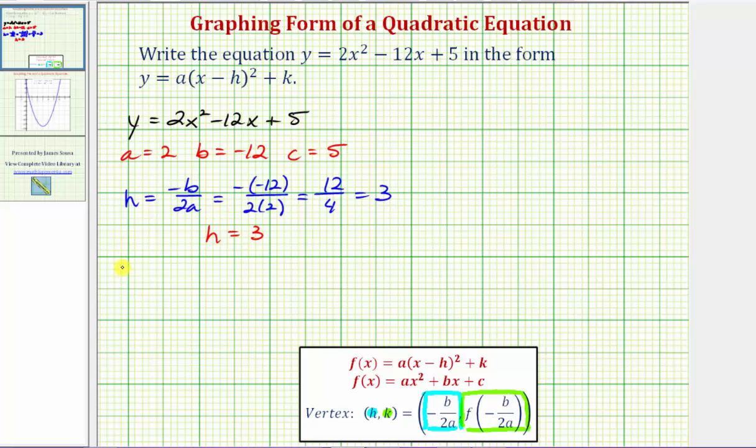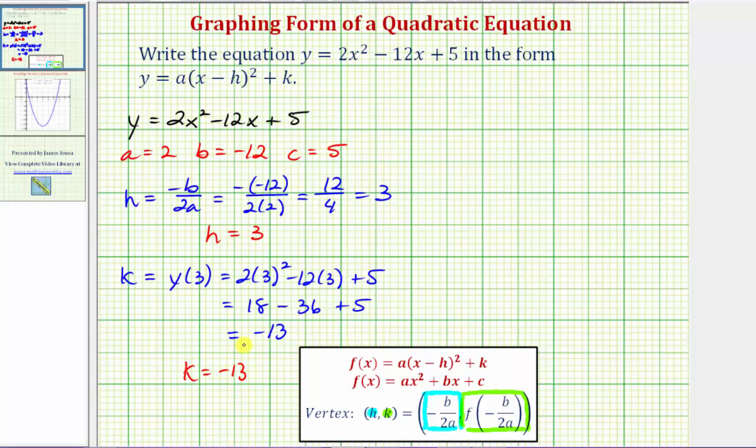And now let's find k. To find k, which is the y-coordinate of the vertex, we'll evaluate the function at x equals 3. So we're going to determine y of 3, which would be 2 times 3 squared minus 12 times 3 plus 5. So simplifying, 3 squared is equal to 9, 2 times 9 is 18, so we have 18 minus 12 times 3 is 36, plus 5. 18 minus 36 is negative 18, plus 5 equals negative 13. So now we know k is equal to negative 13.